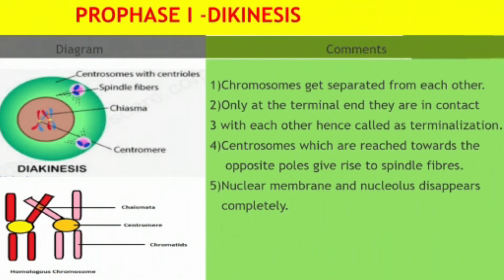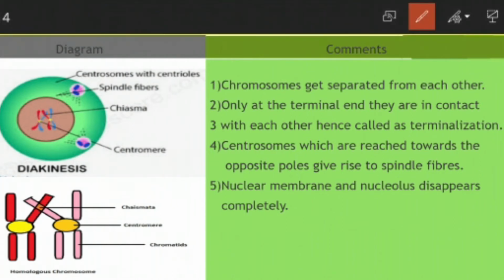Now, the last step of prophase 1 is diakinesis. Now, see what happens in diakinesis. In diakinesis, the repelling continues and it comes near to terminalization, or termination. The chromosomes get separated from each other, but only at the end. Only at one point are they in contact with each other. That's why this position is called terminalization. Terminalization means the overlapping is going to terminate. Now the attachment is going to terminate. Both the chromosomes will get repelled from each other.